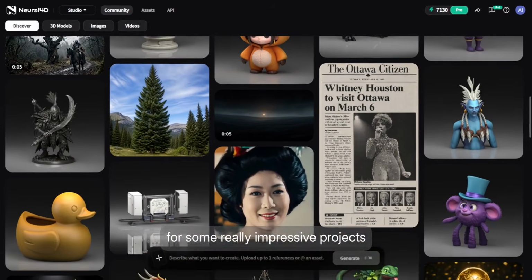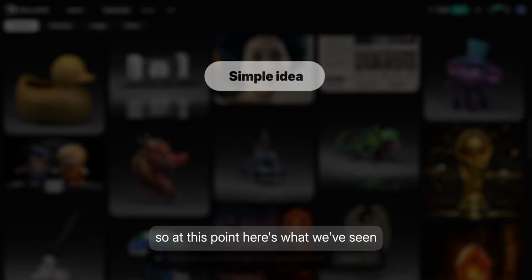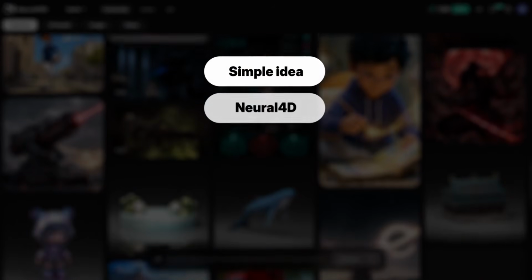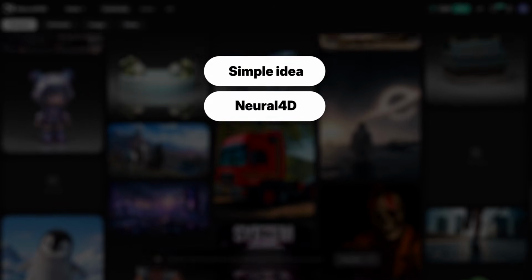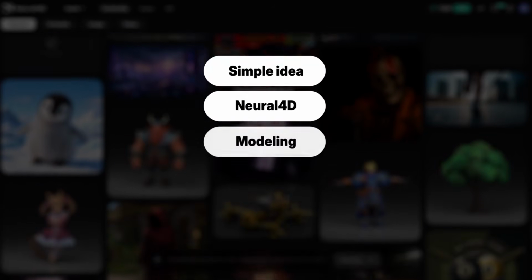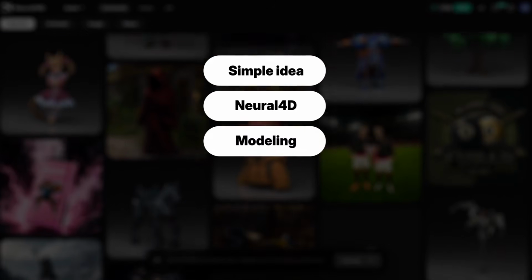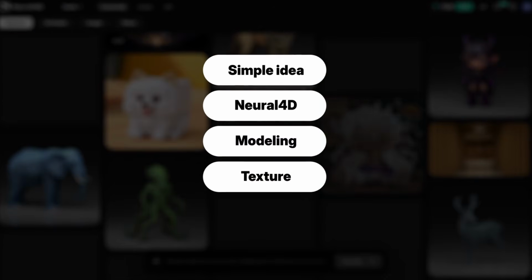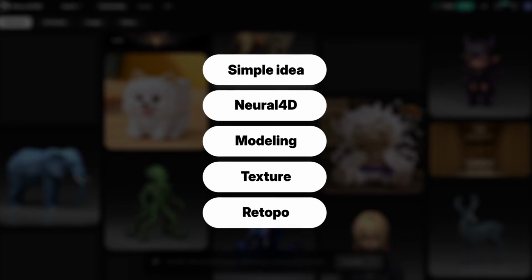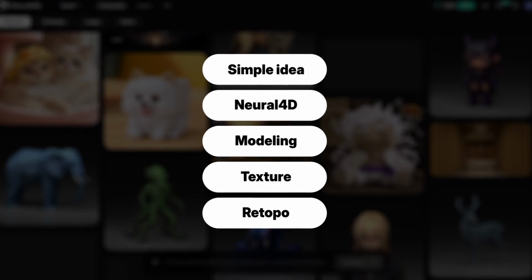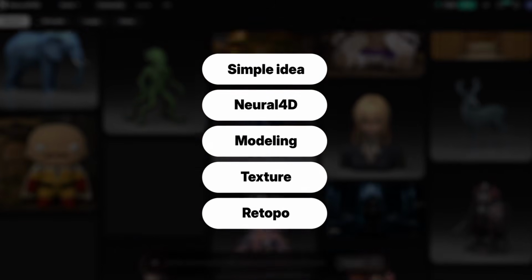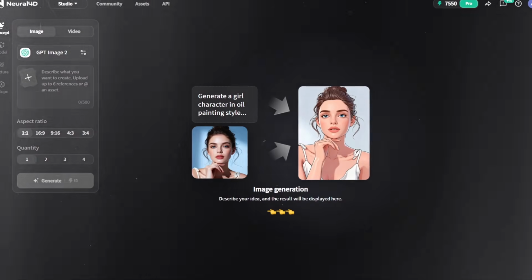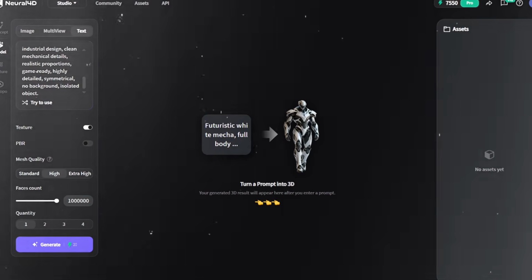So, at this point, here's what we've seen. We started with a simple idea, jumped into Neural4D, and tested the entire process of creating an asset from start to finish. From generating models using text and images, to adding textures, and finally optimizing everything to make it suitable for real-world use. And this is where the difference between creating a model and creating a sellable asset really becomes clear.